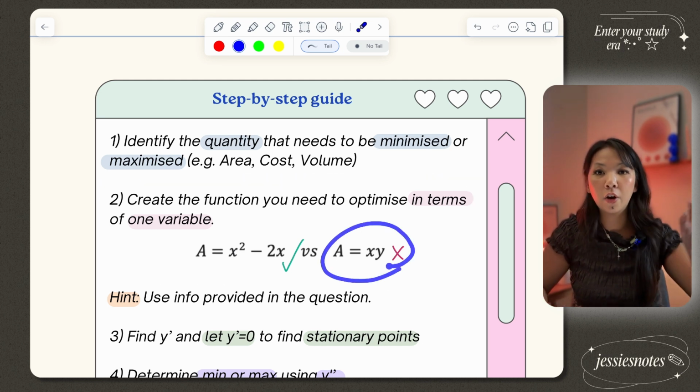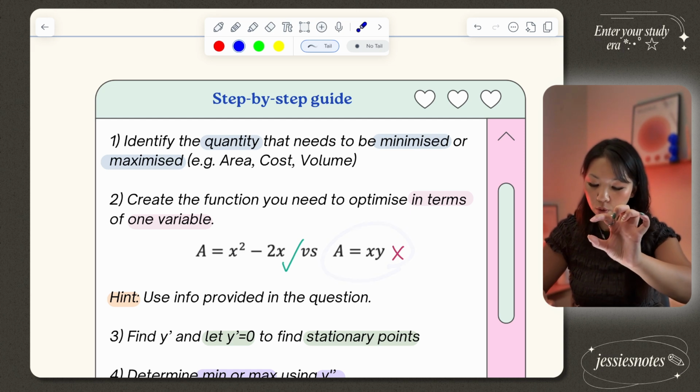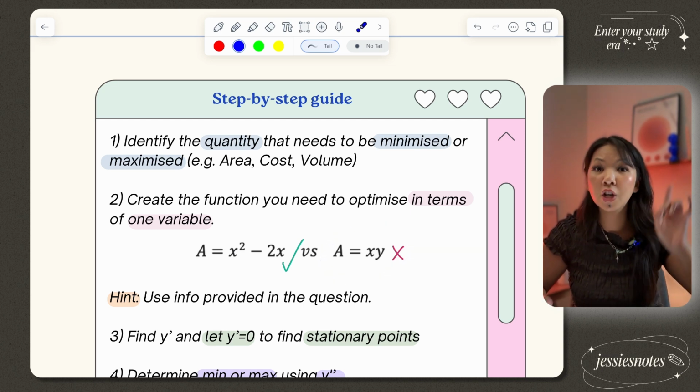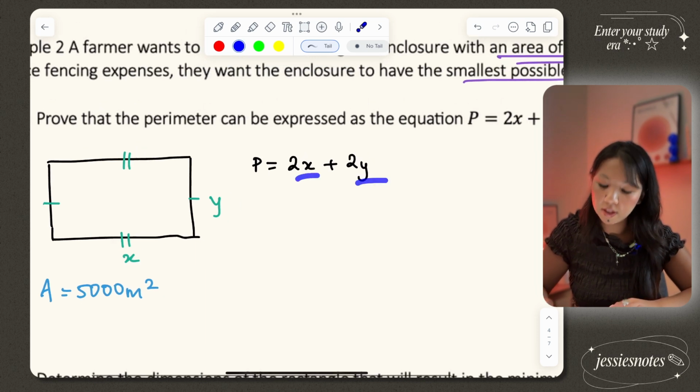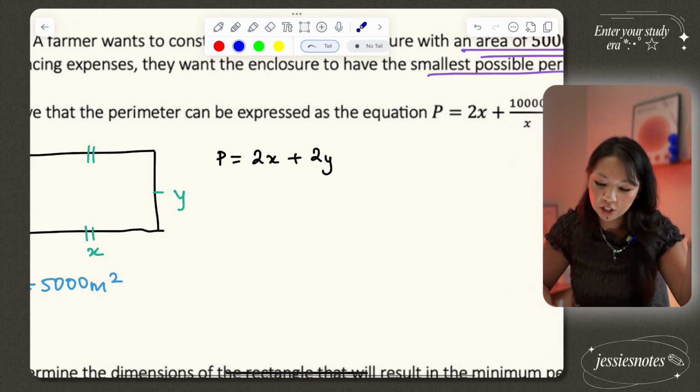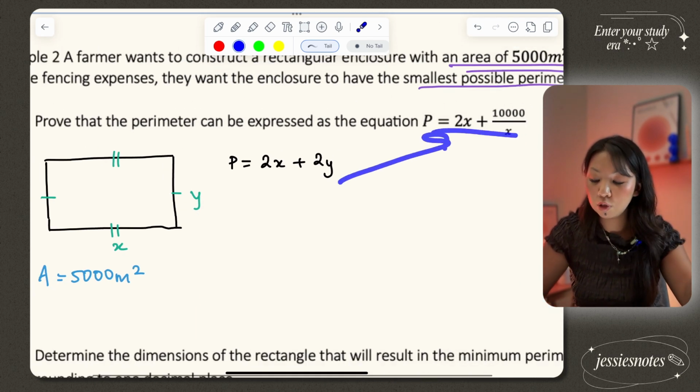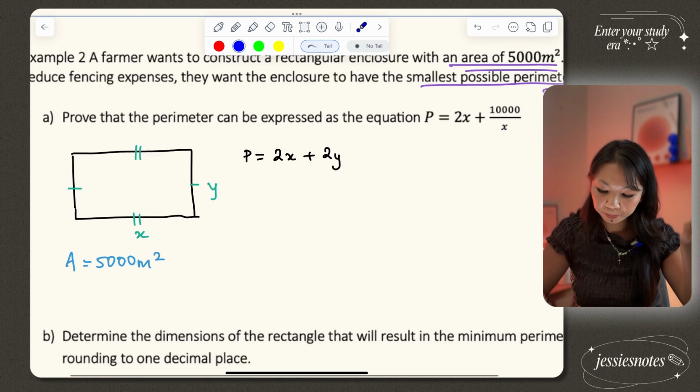We're basically in this scenario where you have x and y, but you only want it all to be in terms of just x or just y. So we need to get rid of one of these. I like to keep it in terms of x. I just feel nicer with x, but also they do tell you to keep it in terms of x.